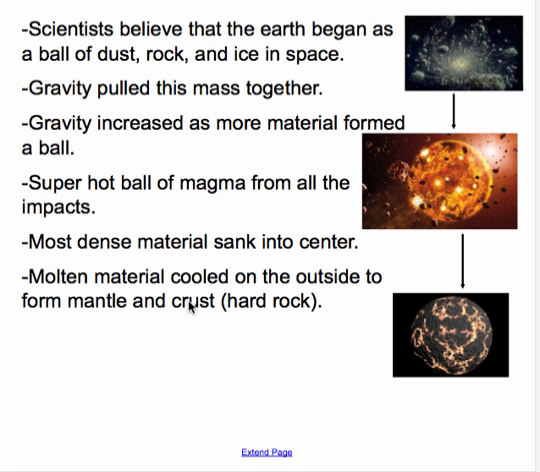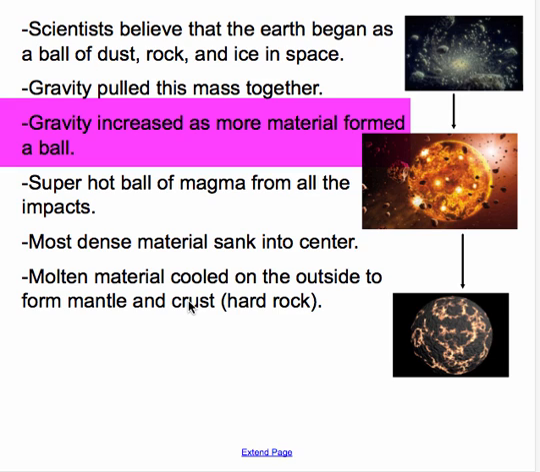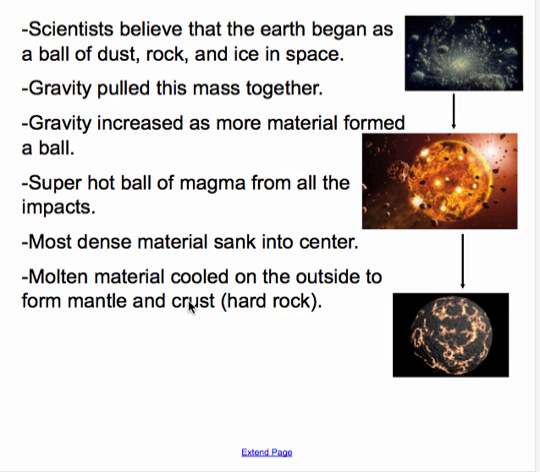First, scientists believe that the Earth began as a big ball of dust, rock, and ice in space. Gravity was pulling these masses together at about the same time the sun was forming. Gravity is strong stuff. It likes to pull everything into the center. Gravity increased as more and more material formed into that ball. As more and more material squishes together, the temperature keeps going up, and you get a really hot spherical magma and metal mass that's eventually going to be our planet.